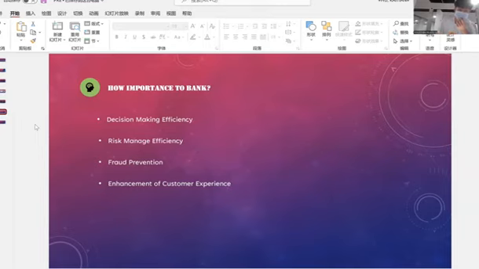And the second is risk management efficiency. Sometimes if just using human staff to handle these cases, it takes roughly a month. But using the machine learning model, the time could be reduced to a week or even just minutes, right? And the third thing is fraud prevention and enhancement, and in the end, enhancement of the customer experience, because the waiting time is reduced, right? And finally, it gives the bank more competitiveness in this industry and even earns more profit.